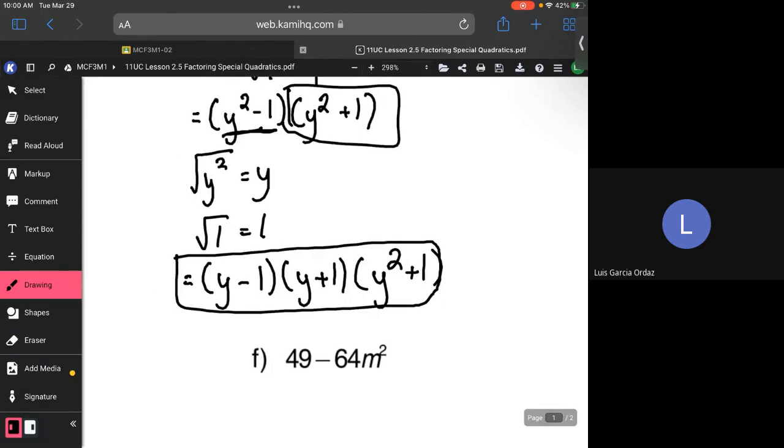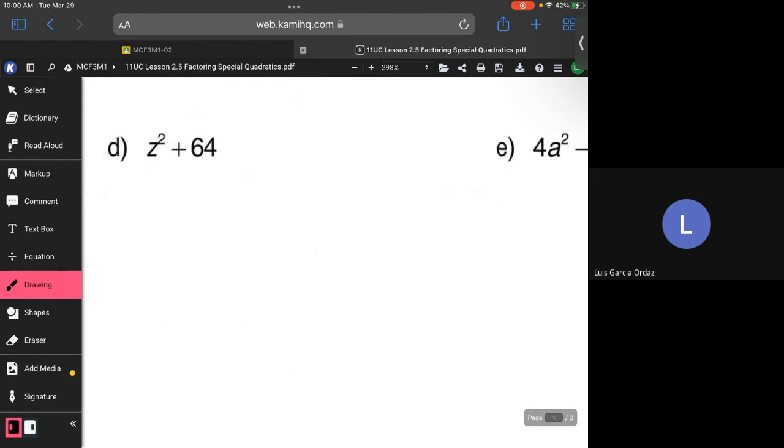So the next one, you guys probably saw, z squared plus 64. Is that even possible or no? Look at the operation in the middle. Plus. So is it possible or not? No, this is not possible. It's not possible because we have addition in the middle. Remember, a difference of squares, difference means subtraction.